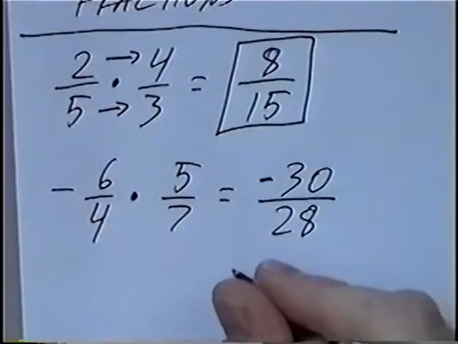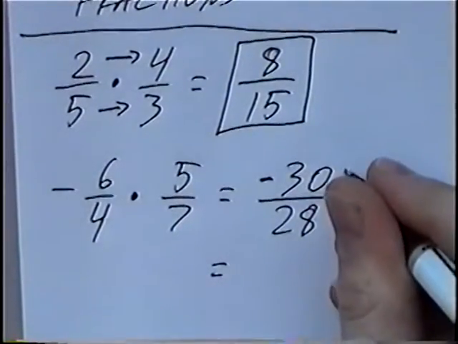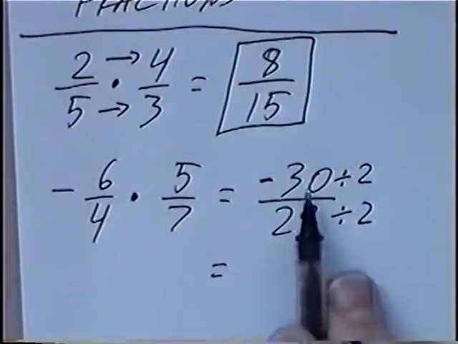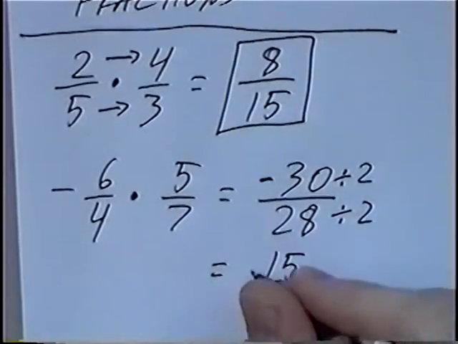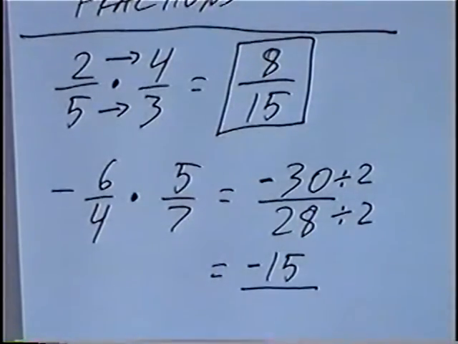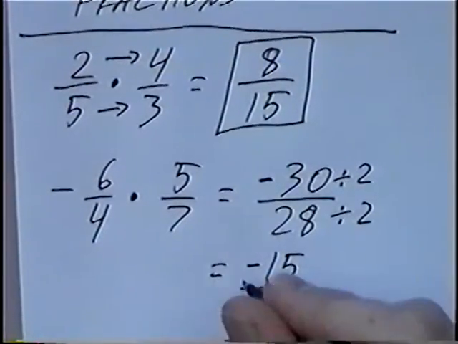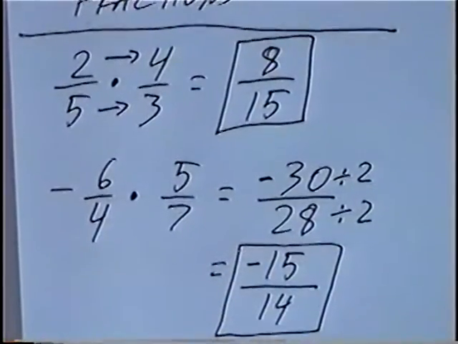Again, reduce fractions when possible. If we have 30 and 28, we can divide each of these by 2. So 30 divided by 2 would be 15. With a negative, we'll have -15 divided by 28 divided by 2 would be 14. So our final answer, -15/14.